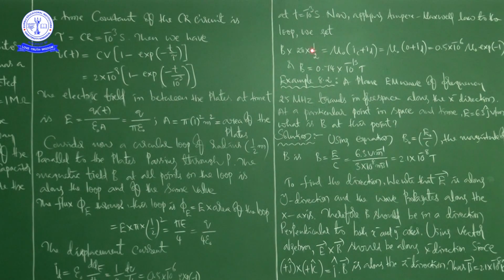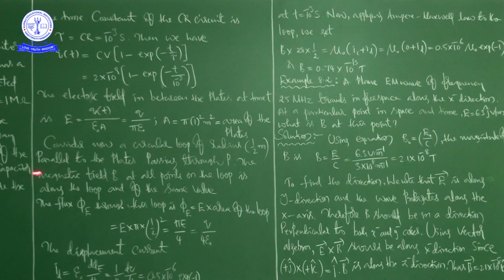B into 2 pi into 1 by 2 is equal to mu naught into (IC plus ID), which is mu naught into (0 plus ID). That is equal to 0.5 into 10 to the power of minus 6 into mu naught into exponential of minus 1. So capital B is equal to 0.74 into 10 to the power of minus 13 Tesla. This is the value of the magnetic field.